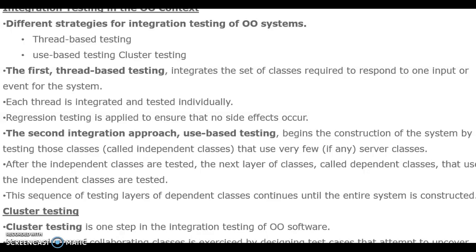In use-based testing, the construction of the system begins by testing those classes independently, and it is a type of testing that uses very few server classes. This type of testing is mainly focused on a few server classes. First, they test these few server classes, and after the server classes are tested independently, the super class or the main class is tested independently, and after that the classes depending on the super class are tested also.